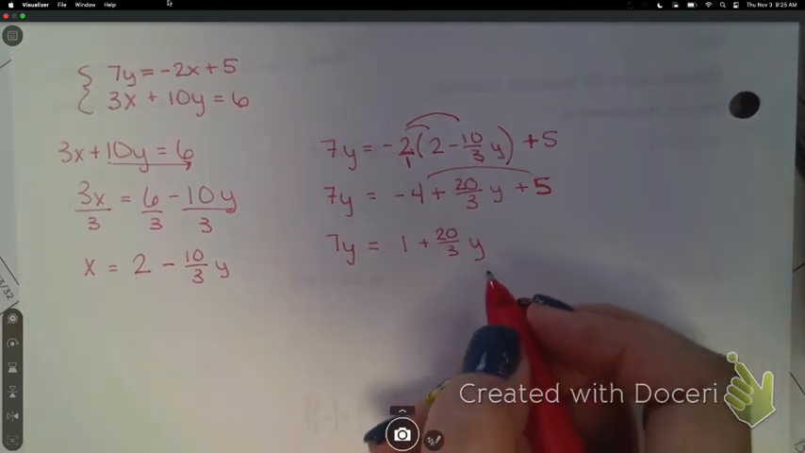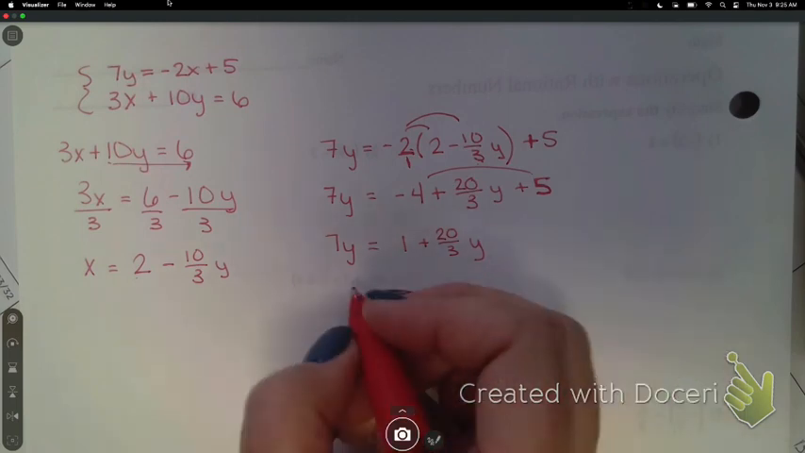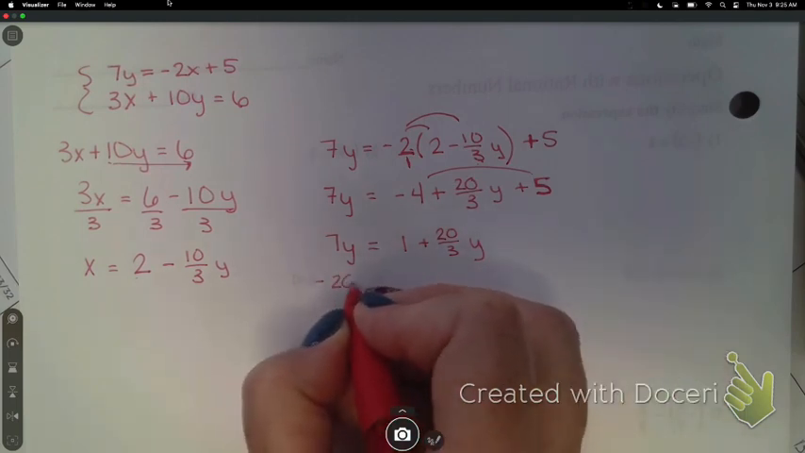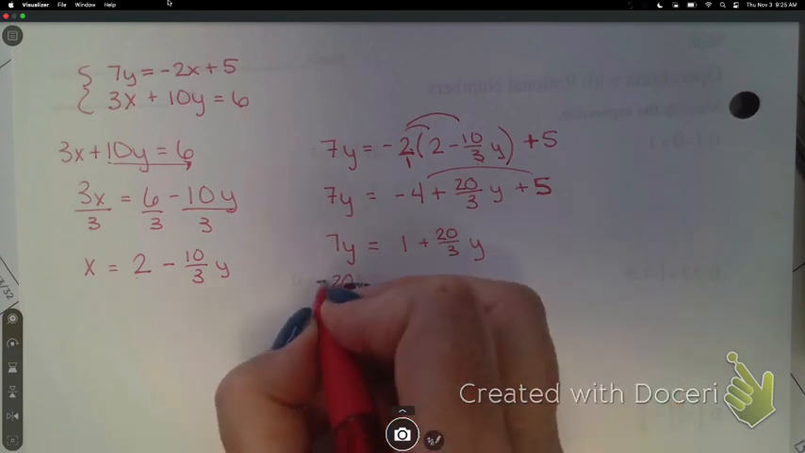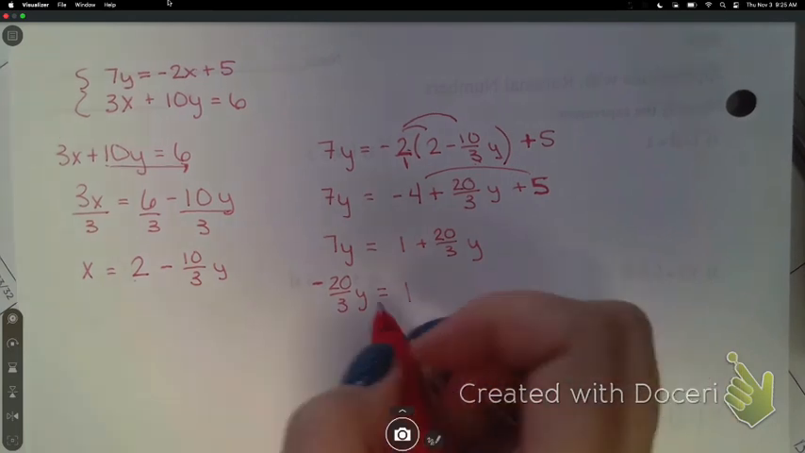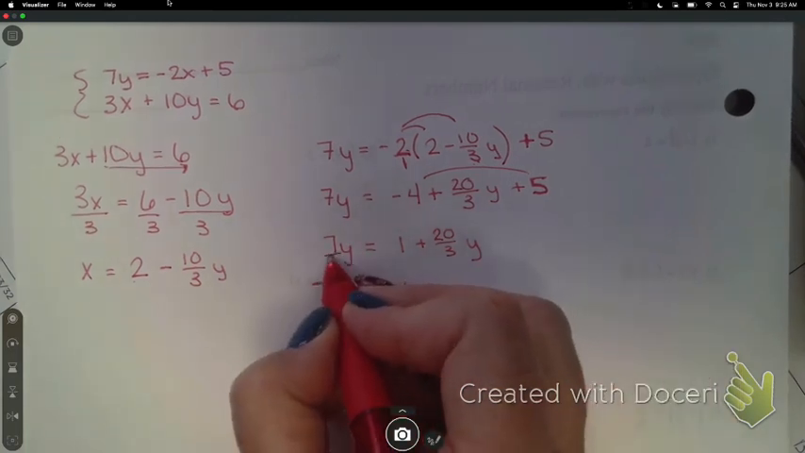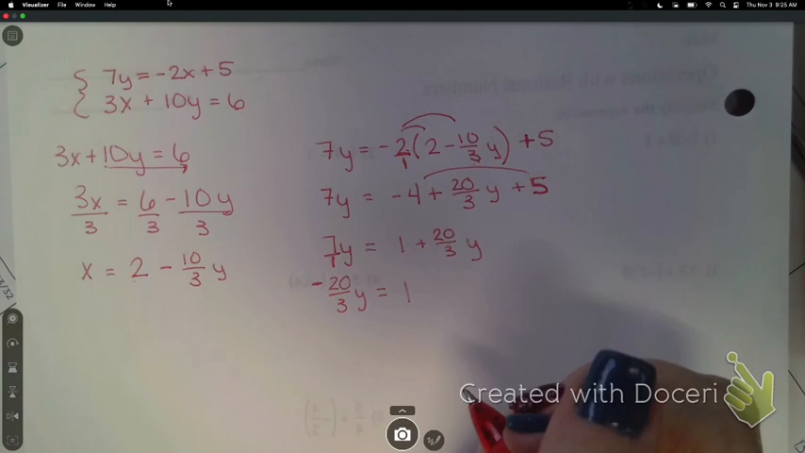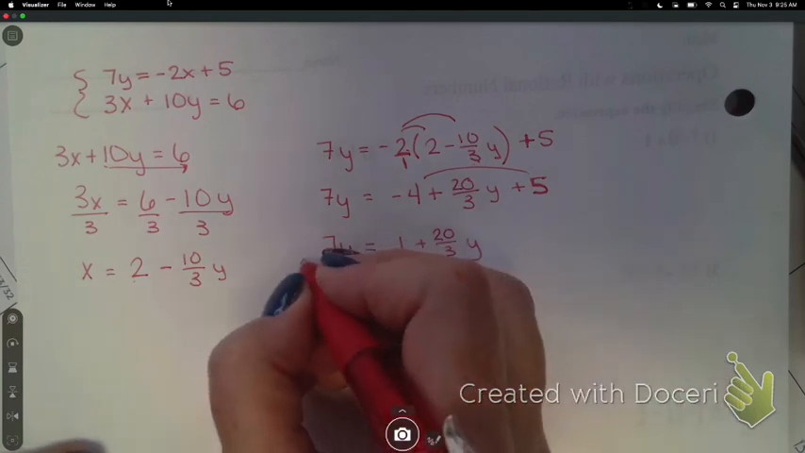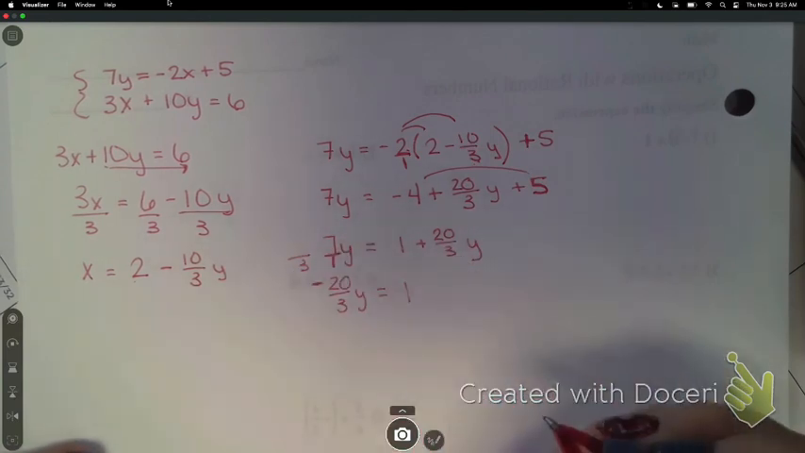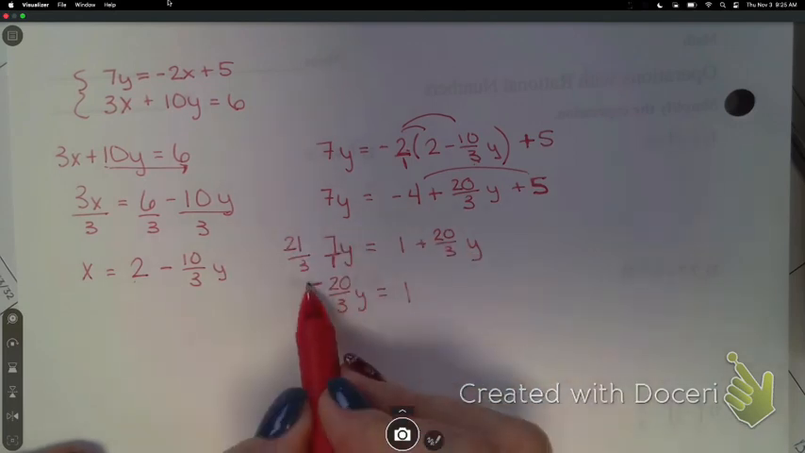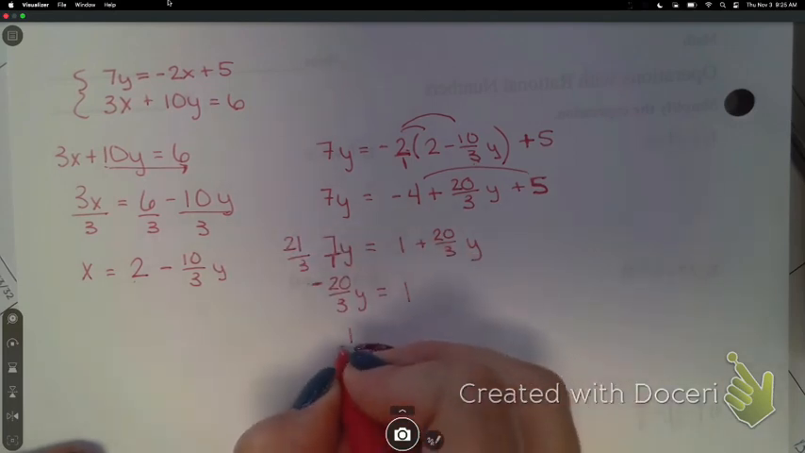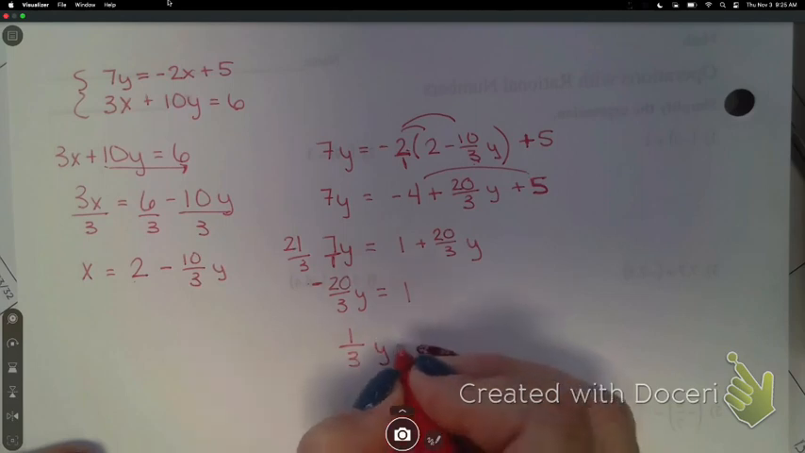So now I have to subtract the 20 over 3 y? Mhm. No, you don't multiply, we're subtracting. So this is 7 over 1. What's our common denominator going to be? 3. So it would be 21 over 3. So 21 minus 20 would be 1 over 3. 1 over 3 y equals 1.